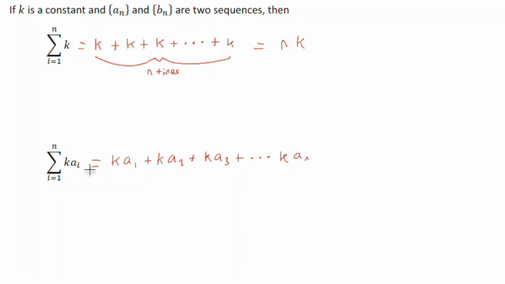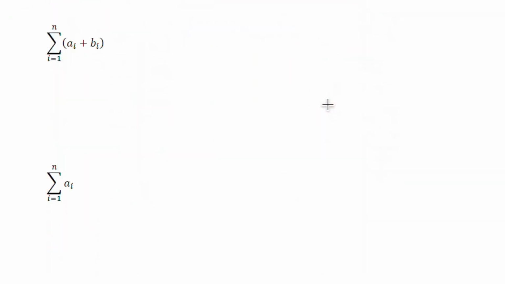But this is a sum where we can factorize out k. So this is k times a1 plus a2 plus a3 plus all the way up to an. But that thing in brackets is just a sum of terms. It's a sigma notation. It's the sum of ai from i equals 1 up to n. Essentially what this one is saying is we can factorize out the k from the sum, which makes sense. This is a sum. We know we can factorize out a common term.